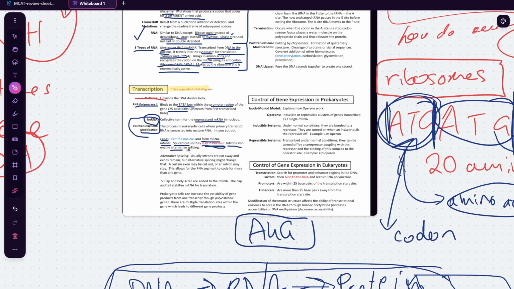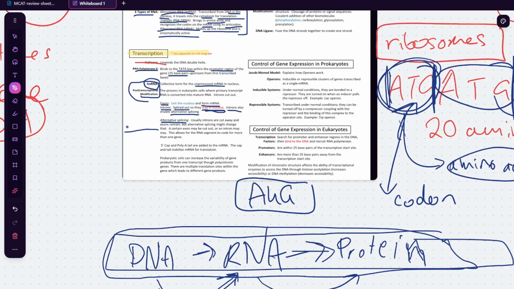And so introns also enable alternative splicing. What's alternative splicing? Alternative splicing is like the director's cut. Here's where it gets really smart, because sometimes the raw footage can be edited in different ways. So maybe scene 3 is kept in one version but cut from another. So we have different versions of scene 3. Or scene 7 is inserted in one edit but not another. So the same gene, or raw footage, can be made into multiple different mRNAs. That's why it's called alternative splicing. So a certain exon may be cut out or an intron may stay. This allows an RNA segment to code for more than one gene. So this is why one gene can code for multiple proteins.